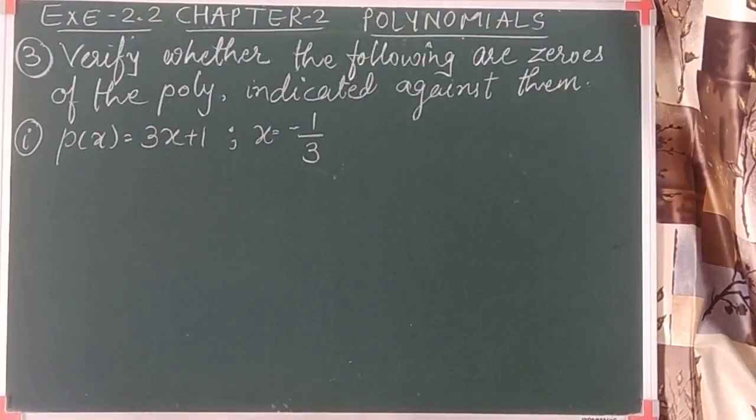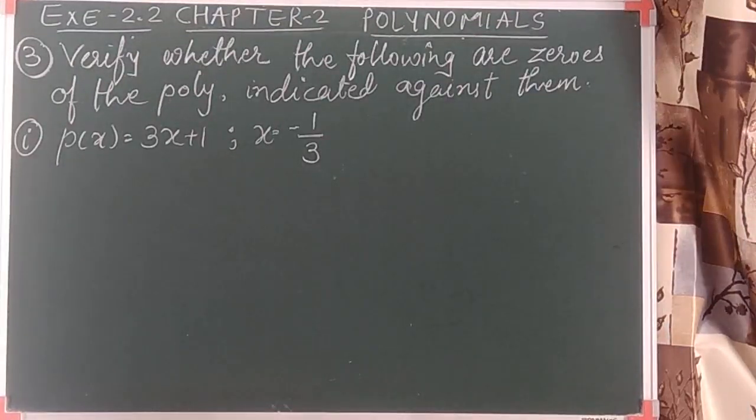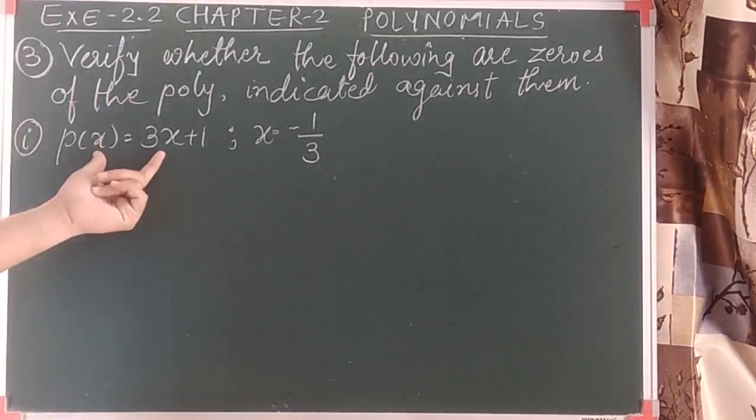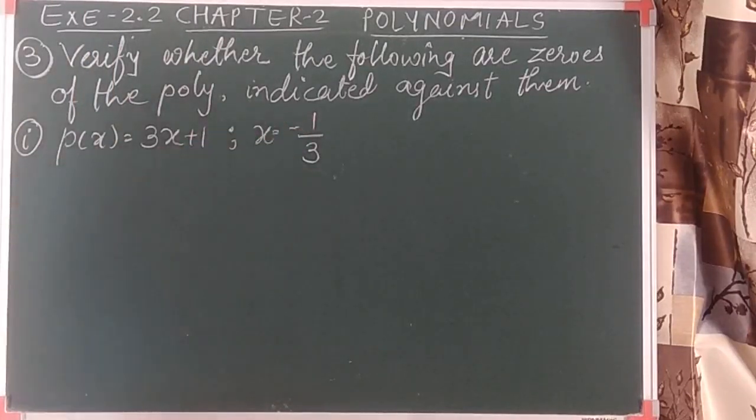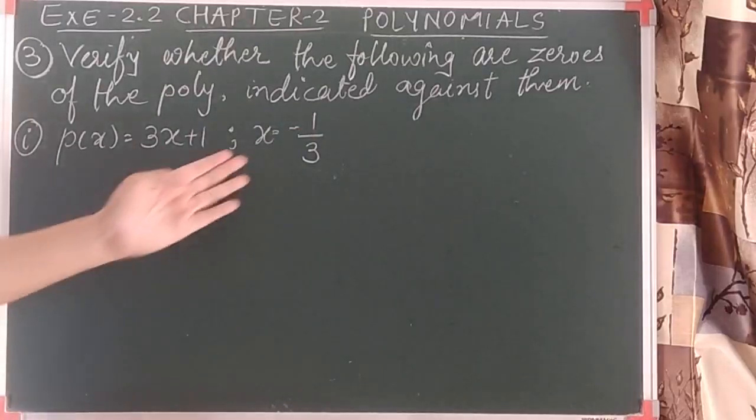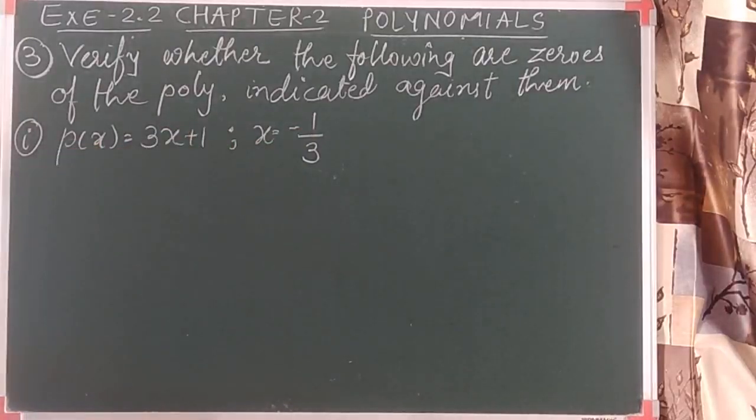Let us see the third question of exercise 2.2. It is given that we have to verify whether the following are the zeros of the polynomial with the values given against them. It is the polynomial given. It's a linear polynomial. The value of x is minus 1 by 3. We have to find out whether this value is the zero of the polynomial.